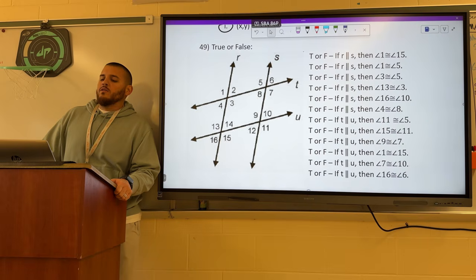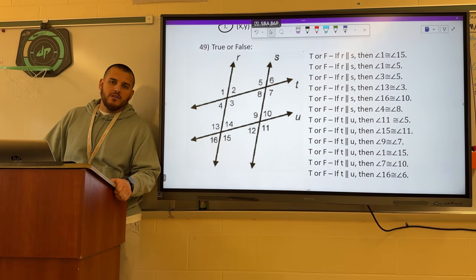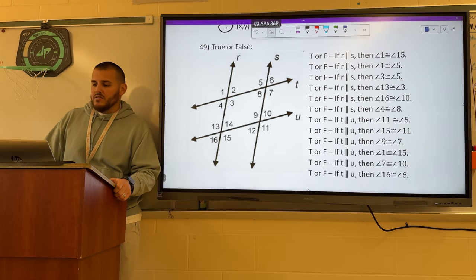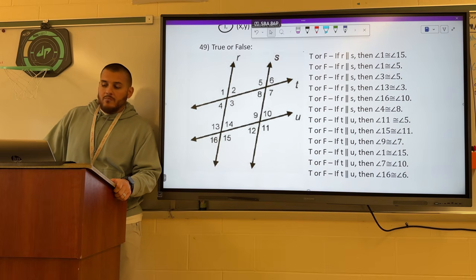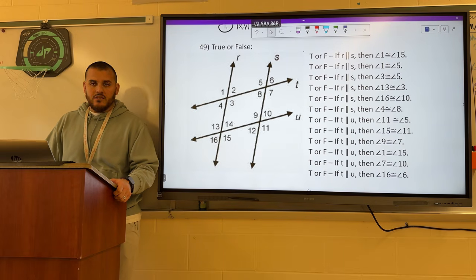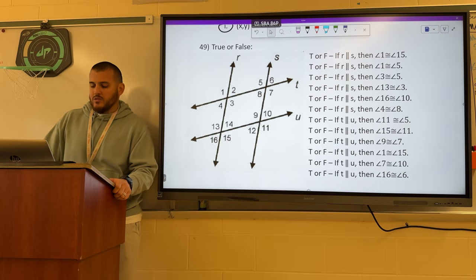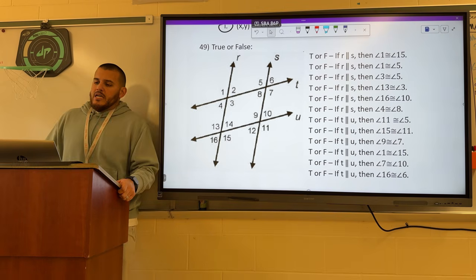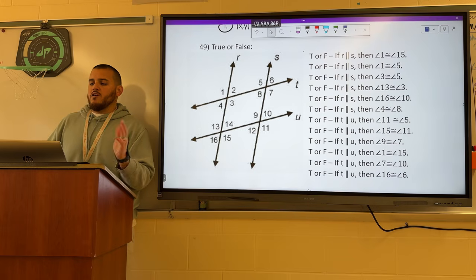All right, we got a lot going on in example 49. We got 4 different lines. We have several true or false scenarios, we're being asked if there are certain angles here that are congruent based off of certain lines being parallel to each other.